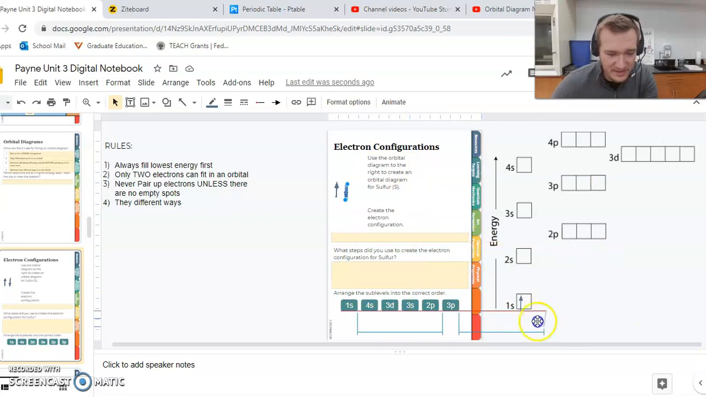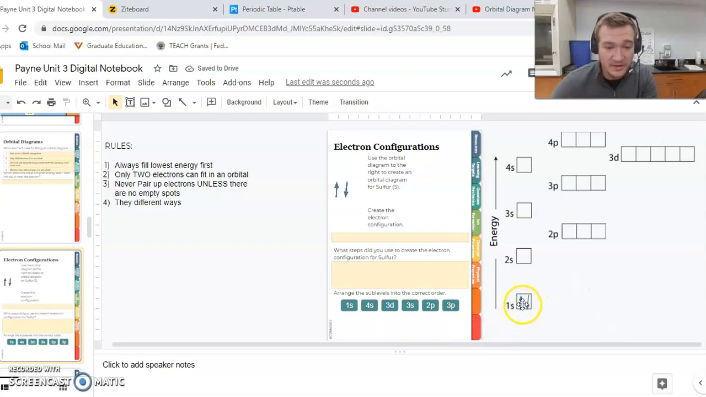So I know I have to take this one and put it here because there's no available spots on that energy level anymore. If I were to fit an electron without pairing up, I would have to move it up here, and that takes energy, and electrons don't want to do that, right? Electrons don't want to do that.